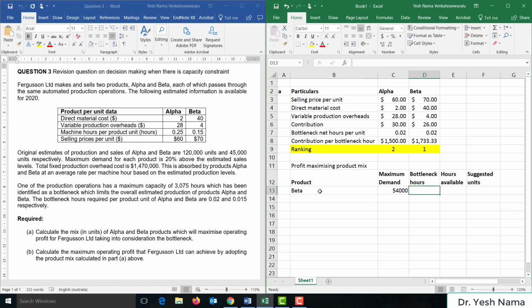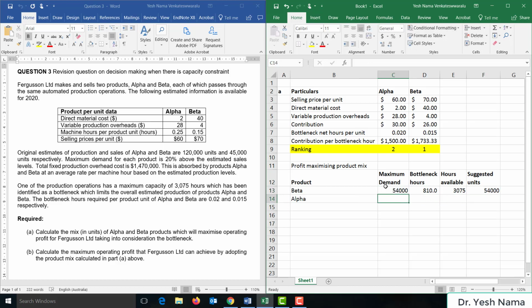Bottleneck hours. For 54,000 units, we need 54,000 times 0.015 bottleneck hours. So 810 bottleneck hours required. Bottleneck hours available are 3075. So we can meet the maximum demand for beta.